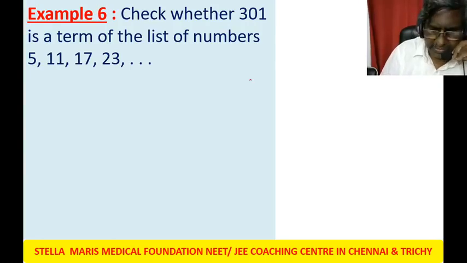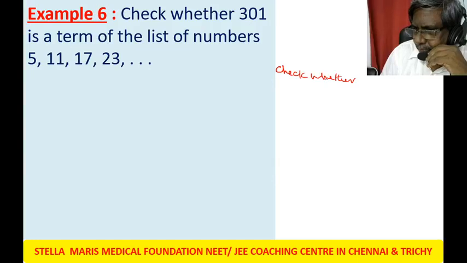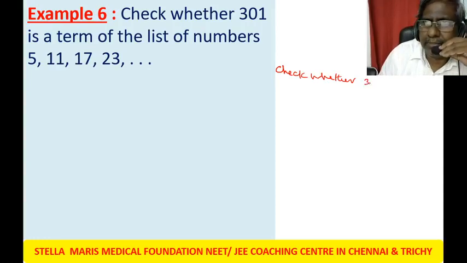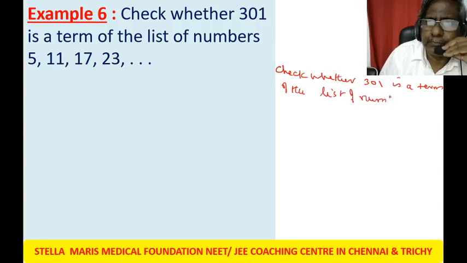Rahul Raj, I'm going to the next problem. See, this problem states like this: check whether 301 is a term of the list of numbers 5, 11, 17, 23.